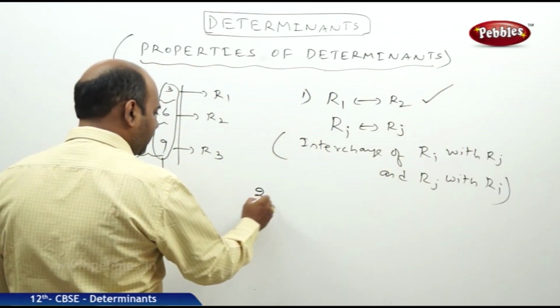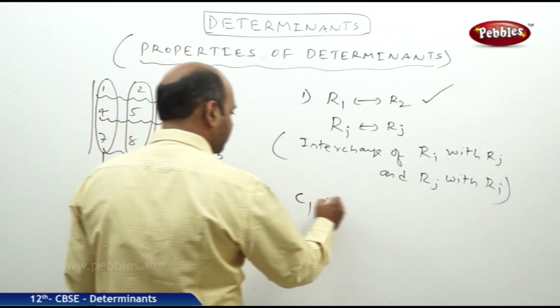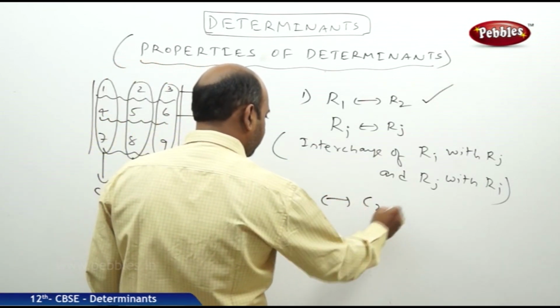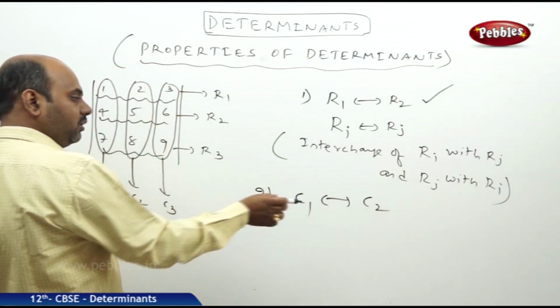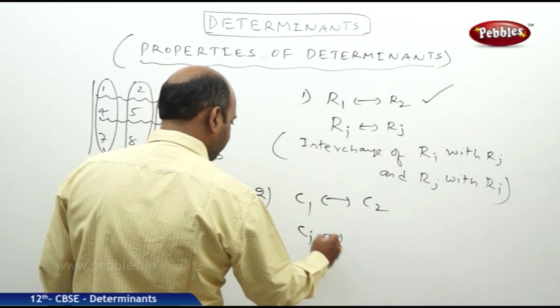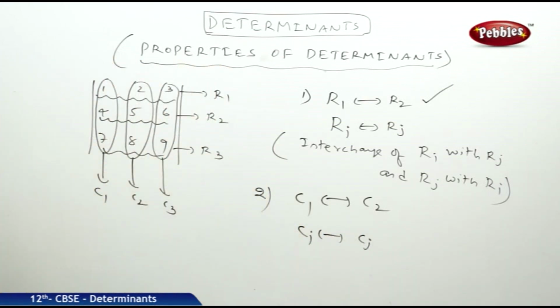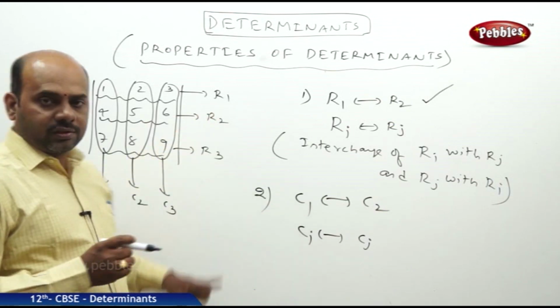Like that, we can interchange columns also. Column interchange is denoted by C1 double implies C2. In general, Ci double implies Cj. So these are the two symbols you should remember.